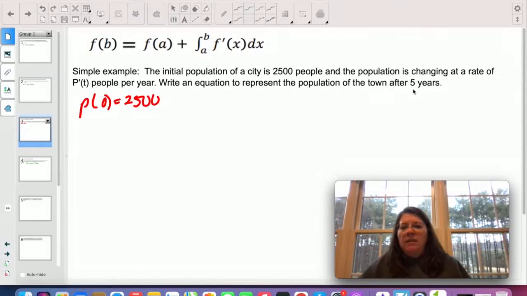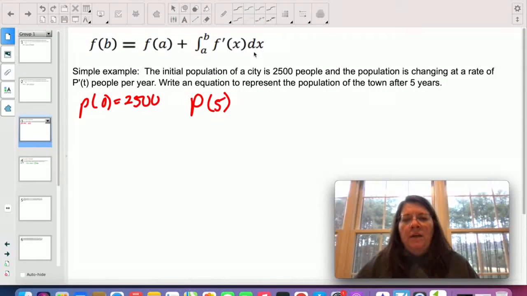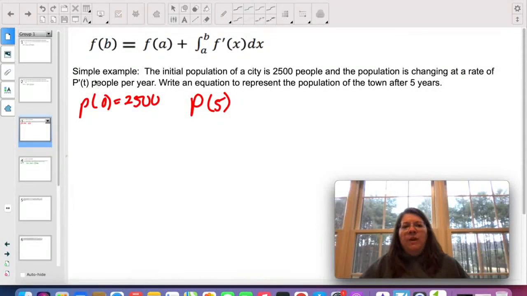And aren't they asking us to find the population after 5 years? So aren't they asking us to find p of 5? If you think about this in terms of a definite integral, they have given us the rate of change as p prime of t, people per year. Your initial population, p of 0, would be my f of a. And if I add f of a plus the integral from a to b of p prime of t, I would have the function that I'm looking for.